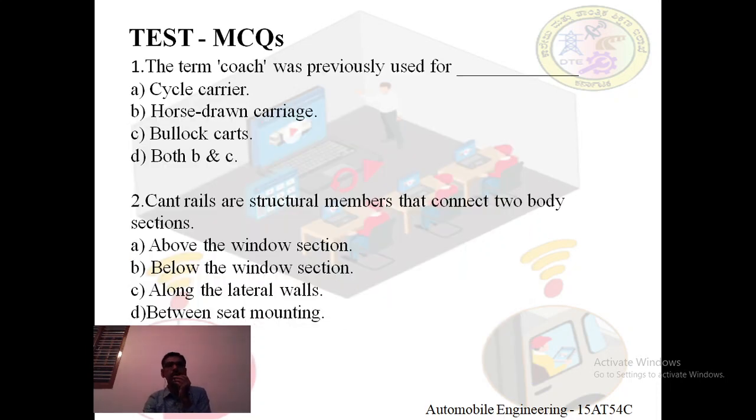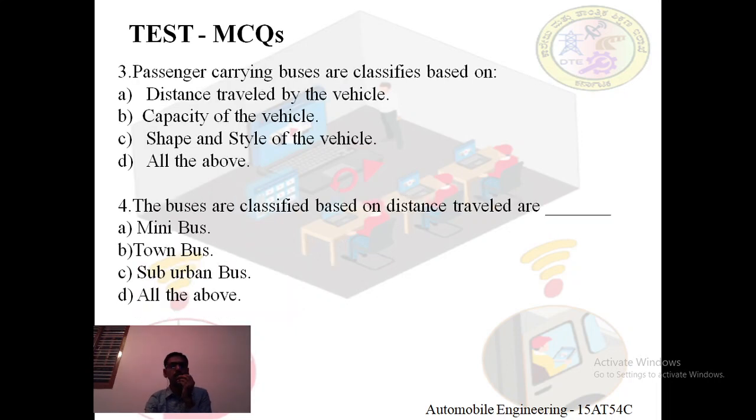Test MCQ. The term coach was previously used for: cycle carrier, stone carriage, bullock carts, or both A and B. The term coach was previously used for a horse drawn carriage. Next, cant rails are structural members that connect two body sections above the window sections or below the window sections along the lateral walls between the seat mountings. The cant rails are the structural members that connect two body sections above the window sections; that is the correct answer.